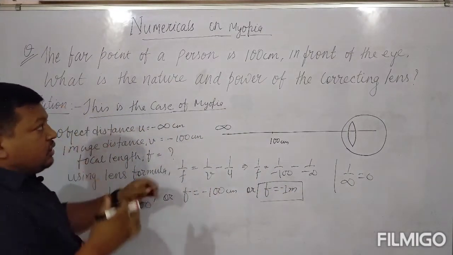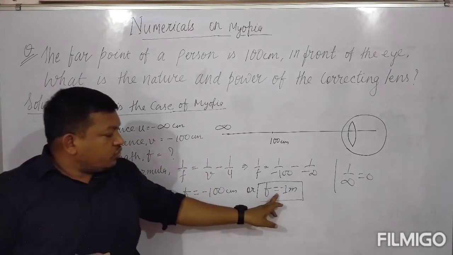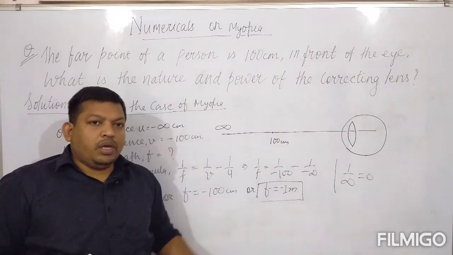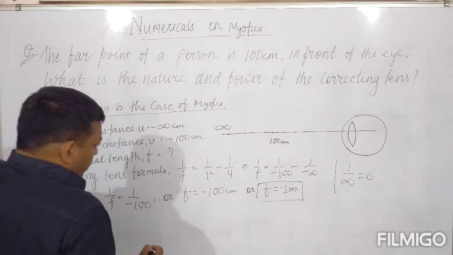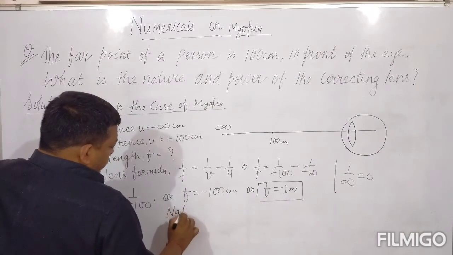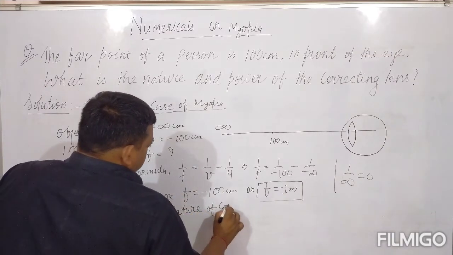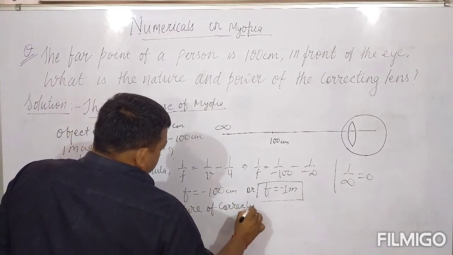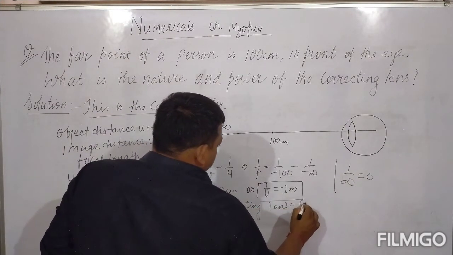Now the first answer: what is the nature of the correcting lens? Since focal length is negative, and we know that negative focal length means it is a concave lens. So the nature of the correcting lens is concave.